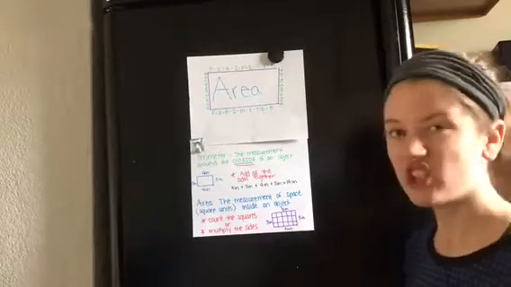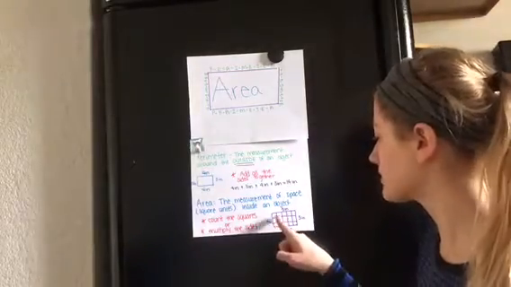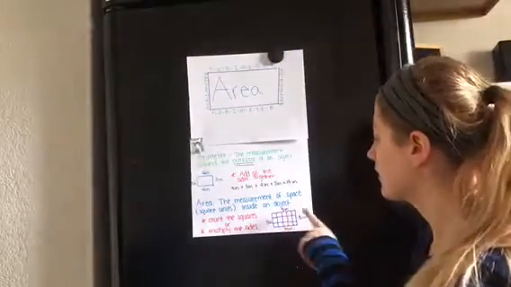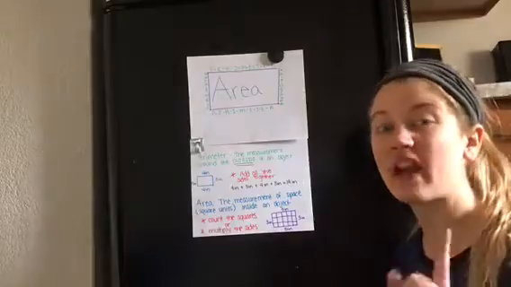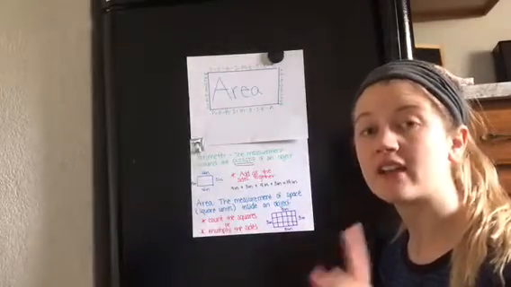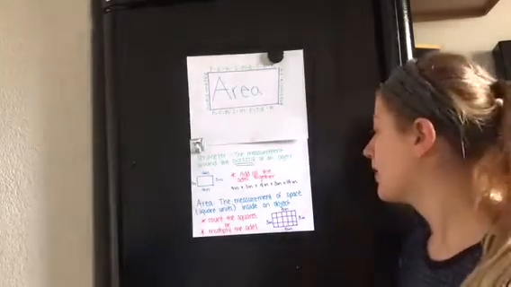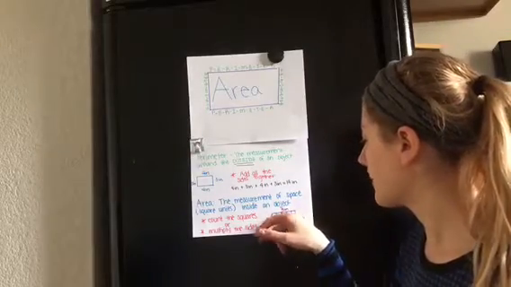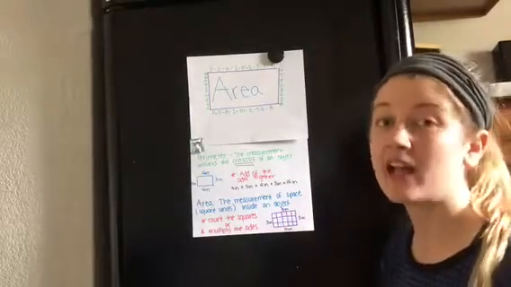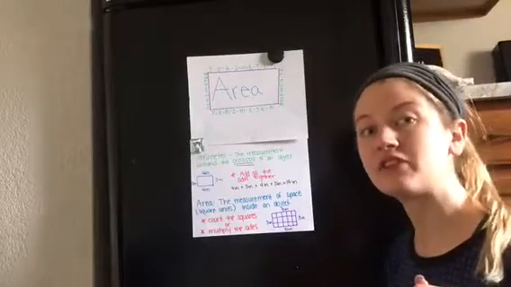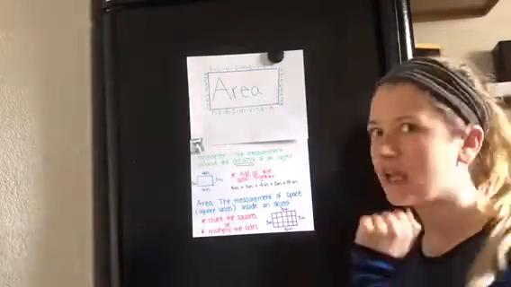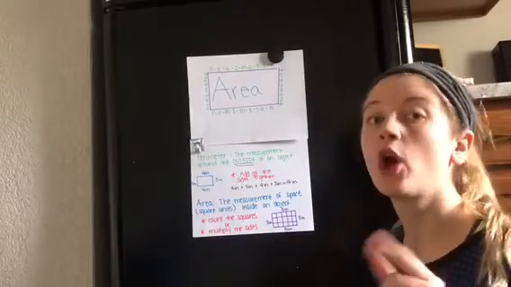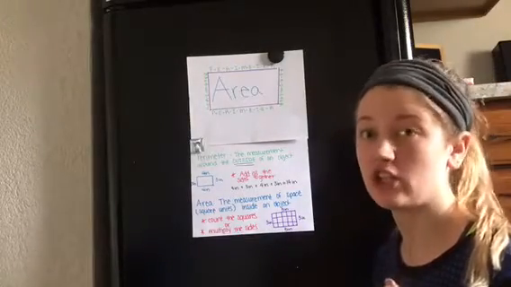You could just come in here and count up all these little squares, or you could just multiply the length times the width, because remember, that's the formula for area: length times width. So I'm going to multiply my 5 times my 3, and 5 times 3 is 15. And then what's my answer? I need to say 15 square inches, because when it's area, it's square inches.